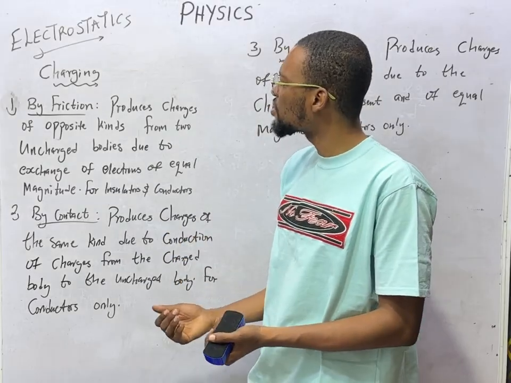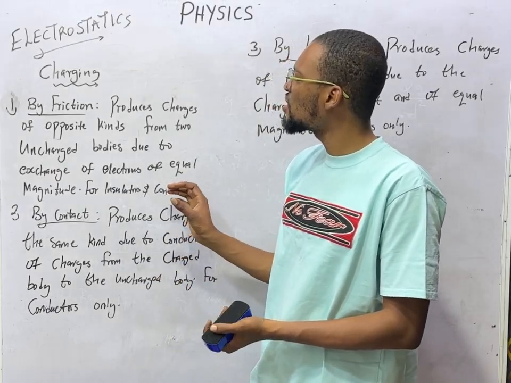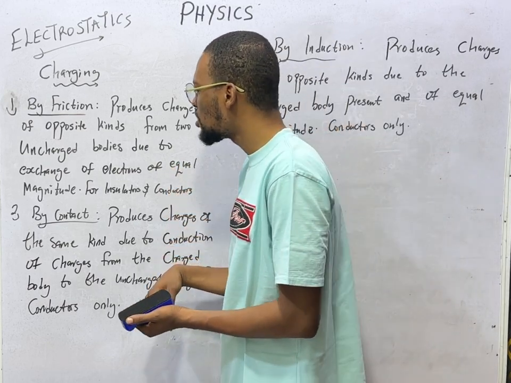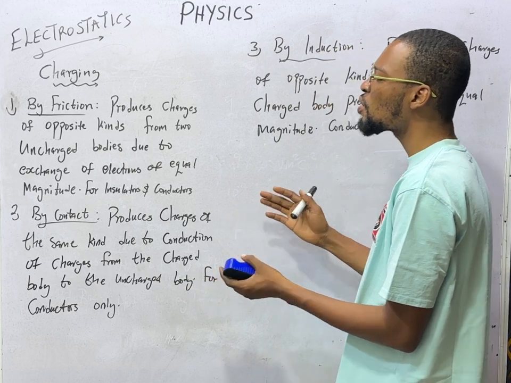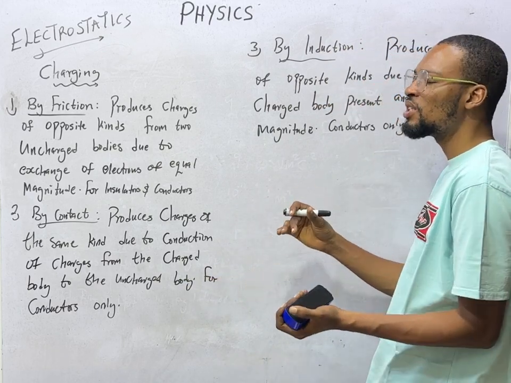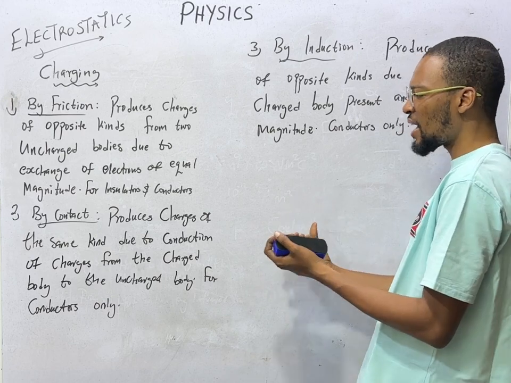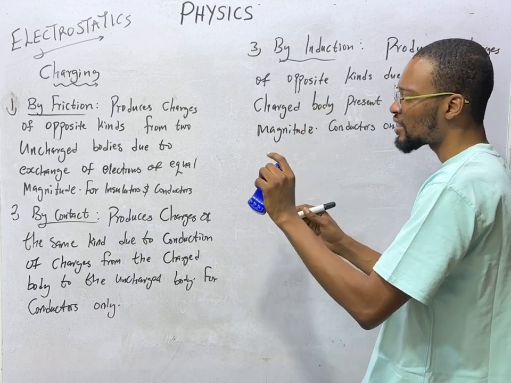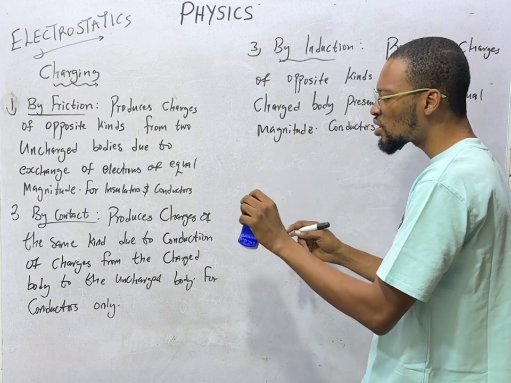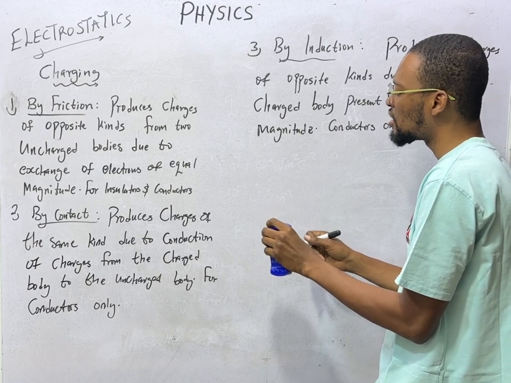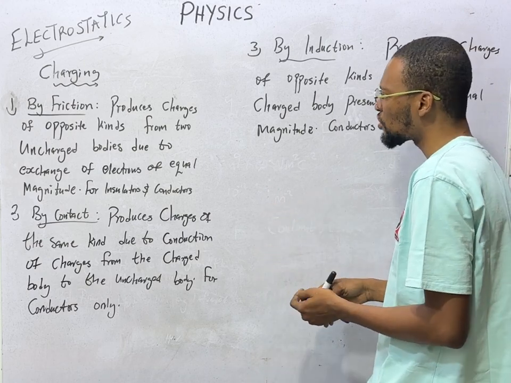Charging by friction. This produces charges of opposite kinds from two uncharged bodies due to exchange of electrons of equal magnitude. And this is usually applicable for insulators and conductors. Charging by contact produces charges of the same kind due to conduction of charges from the charged body to the uncharged body. This is usually for conductors.